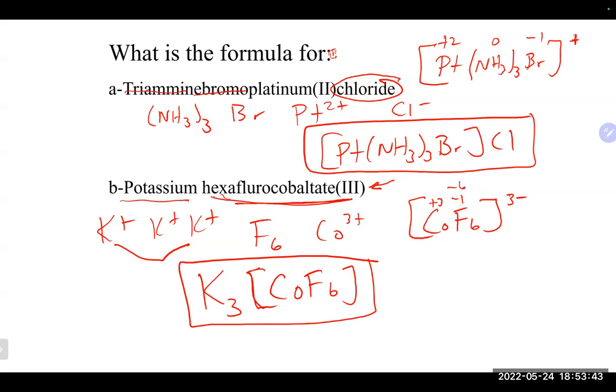Any questions on naming or writing formulas, oxidation states, coordination numbers for complex ions, coordination compounds? By the way, the coordination number on this guy would be 4 in this case. So there's something different. There we go. Coordination number on that guy would be 6 in that case. Yeah. Any questions on that?